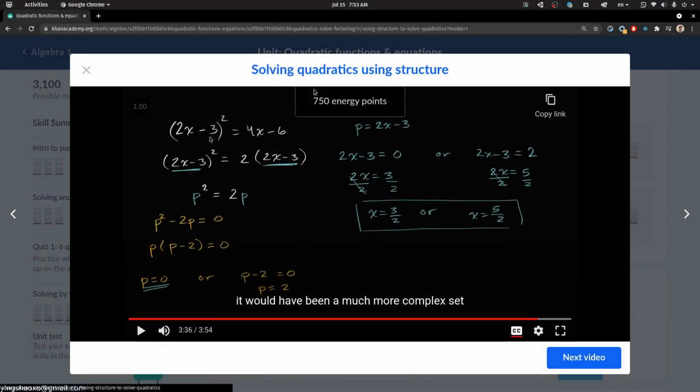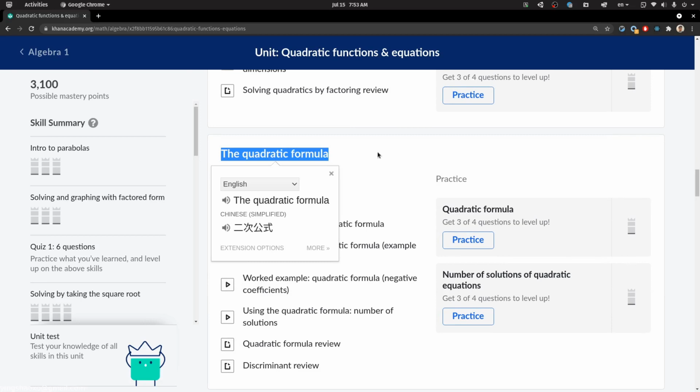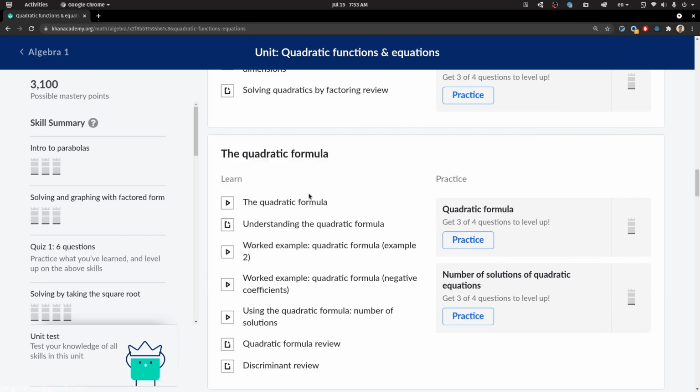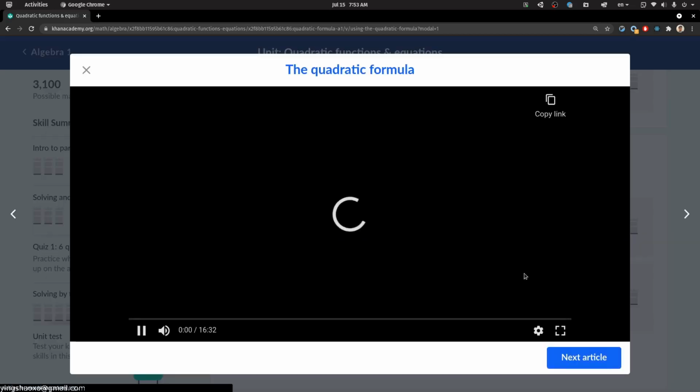They should call this one solving the equations by doing structure adding or subtracting. The quadratic formula. The quadratic formula.